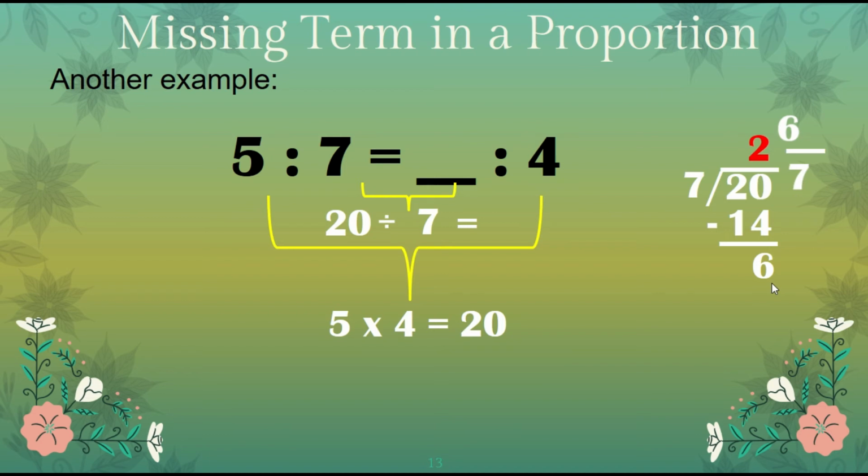So fraction, pwede rin naman decimal number. Kaya lang mas matagal isolve pag decimal number. So para mas madali, ang sagot dito is 2 and 6/7. So yun yung missing term. So just remember, pwedeng ang missing term is a proportion. Okay.